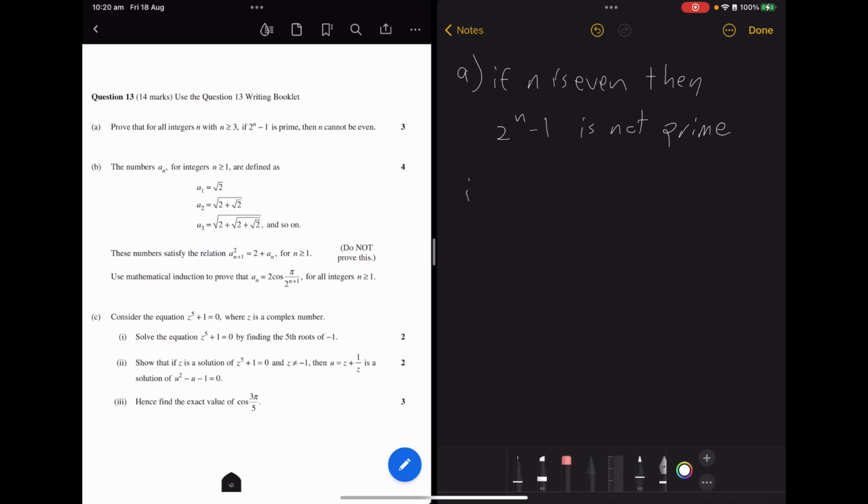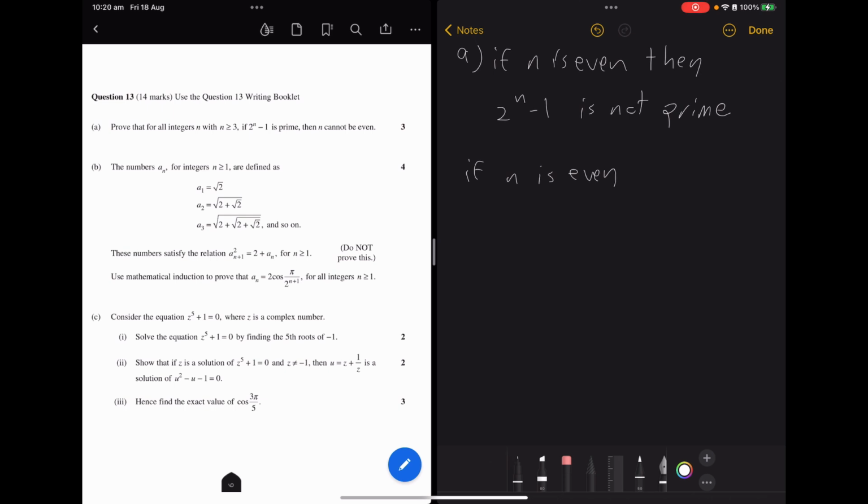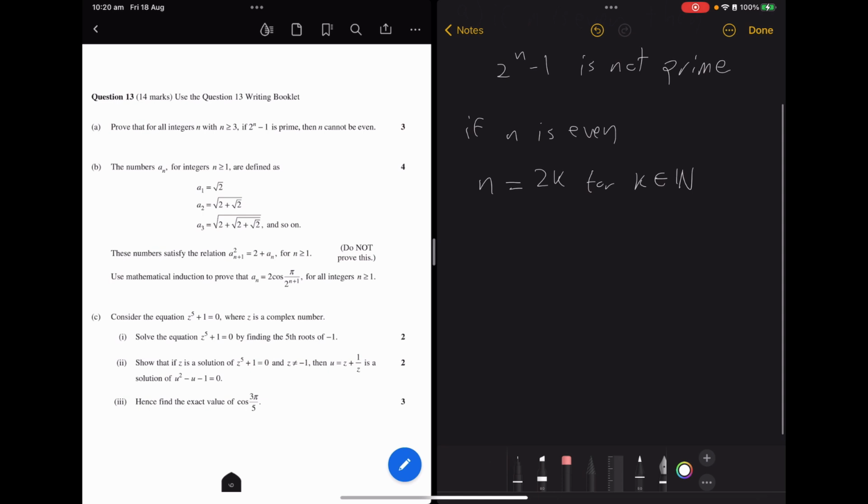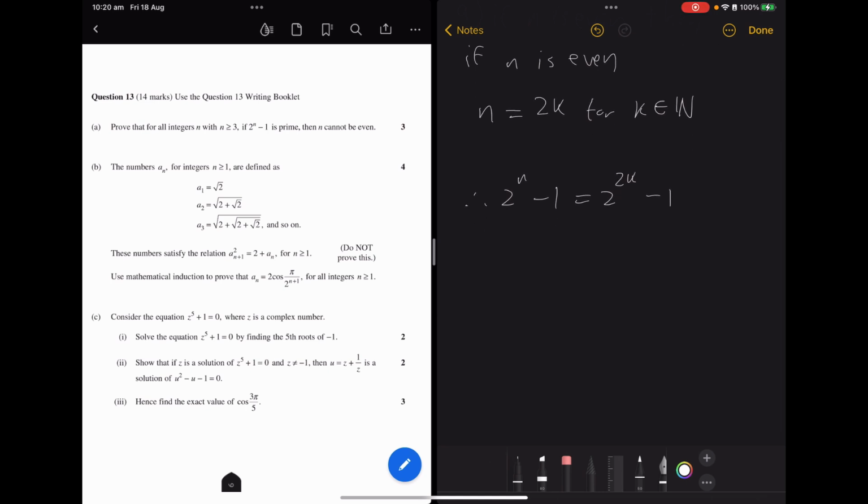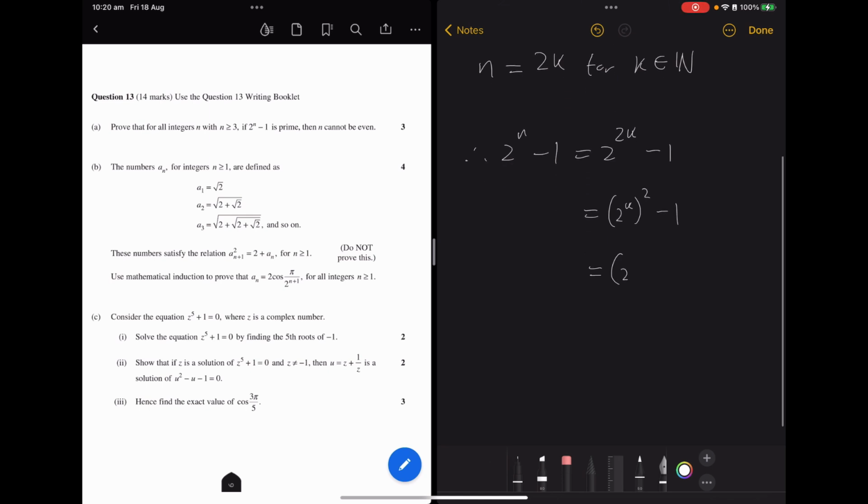So if n is even, and we know n is an integer, then we can rewrite n is equal to 2k, for some k an element of the positive natural numbers. So therefore, we can rewrite 2 to the n minus 1 as 2 to the 2k minus 1. And that will just be a difference of two squares. So that's just going to be 2 to the k all squared minus 1, which is just 2 to the k minus 1 times 2 to the k plus 1.